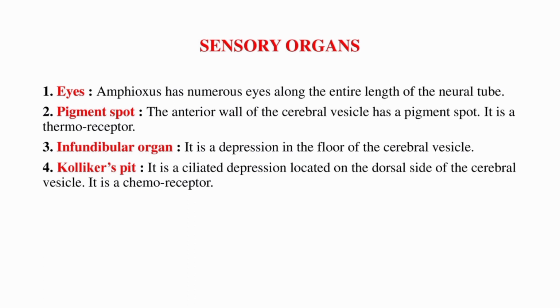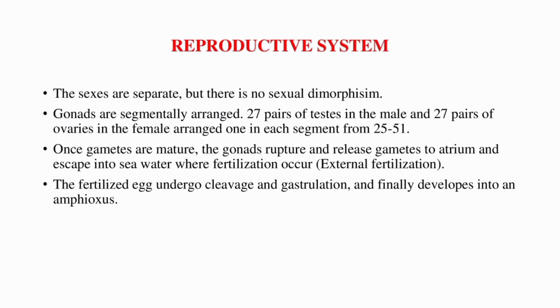First one, eyes. Amphioxus has numerous eyes along the entire length of the neural tube. Second one, pigment spot. The anterior wall of the cerebral vesicle has a pigment spot. It is a thermoreceptor. Third one, infundibular organ. It is a depression in the floor of the cerebral vesicle. Fourth one, olfactory pit. It is a ciliated depression located on the dorsal side of the cerebral vesicle. It acts as a chemoreceptor.